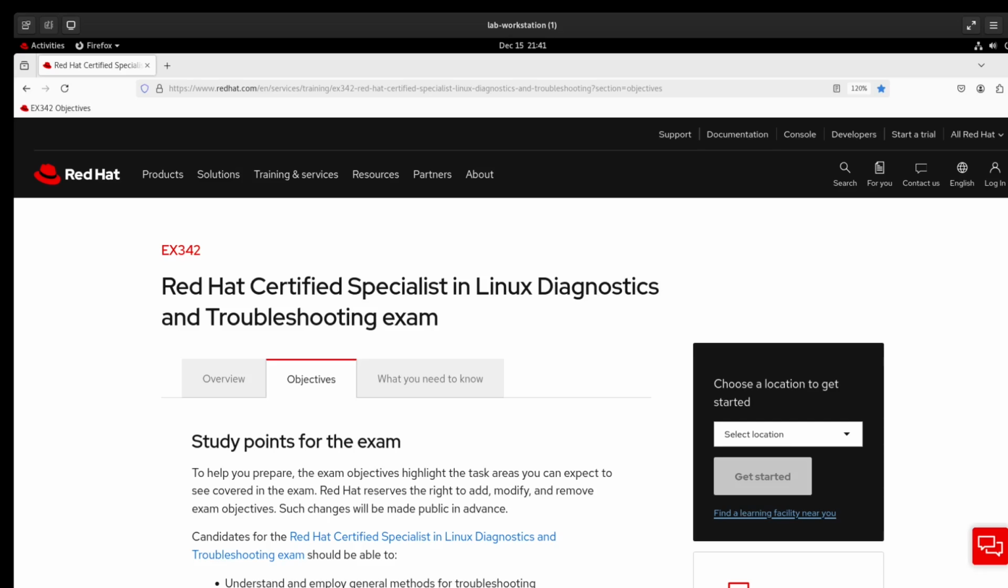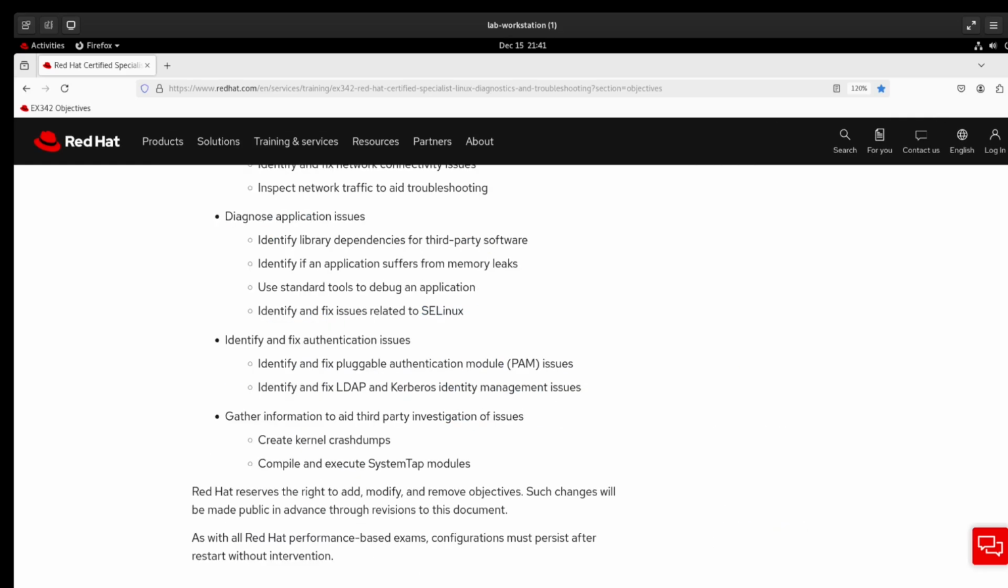such to prepare. So we're going to start with the gather information to aid third-party investigation of issues part of the objectives, and look at create kernel crash dumps. And I will say these two objectives of all of them are probably going to be my weakest. So I'll see how well I do with things on the exam.